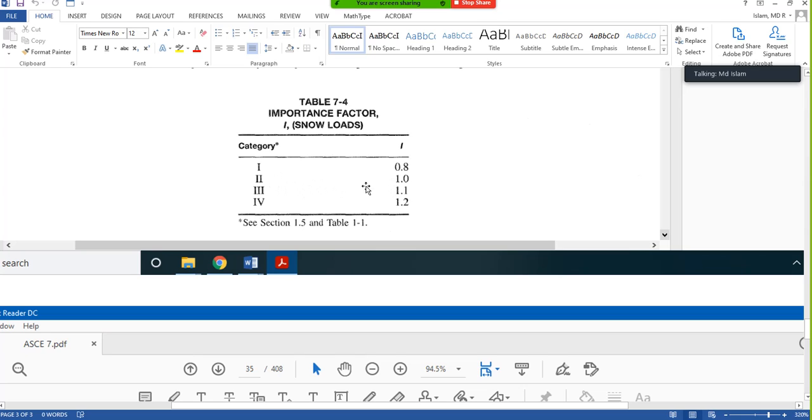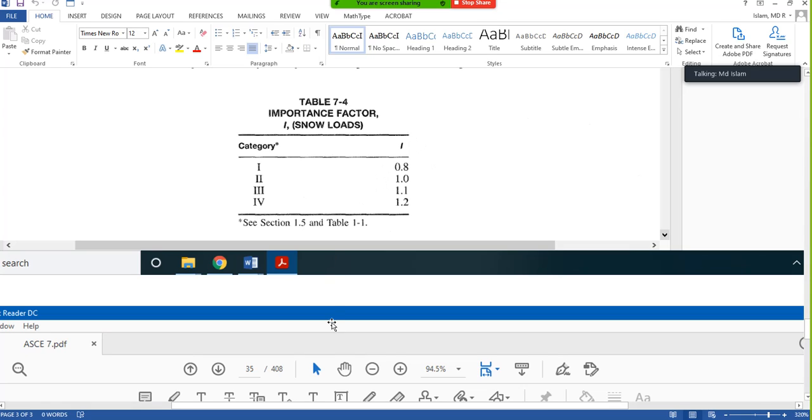And category number 2 is normal building. Normal residential building, office building is 1. There is no importance, more or less. Category number 1 is agricultural storage, silo. They will store corn, pumpkin, whatever. So if that building collapses, not a problem. Obviously a problem, but not so important compared to the hospital. So that is your factors.